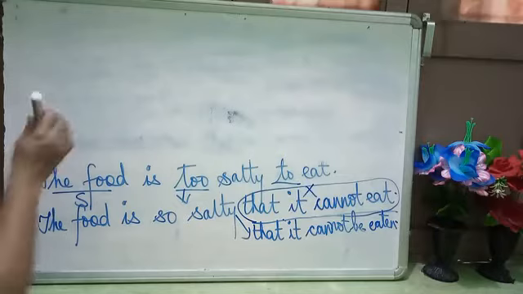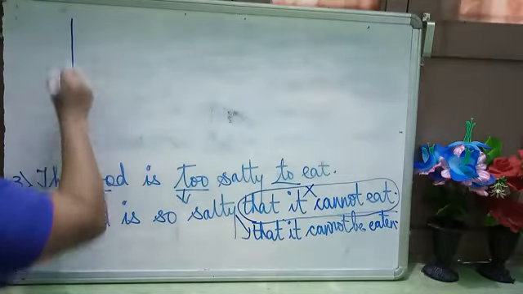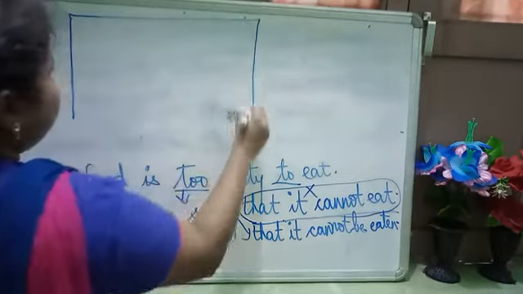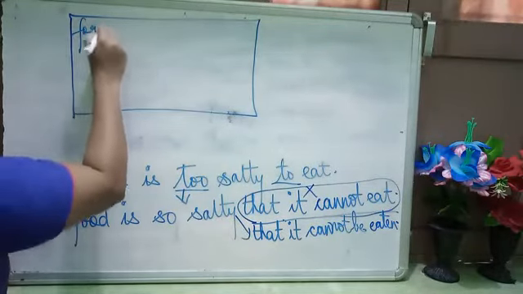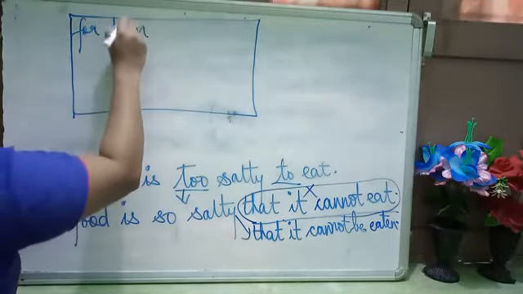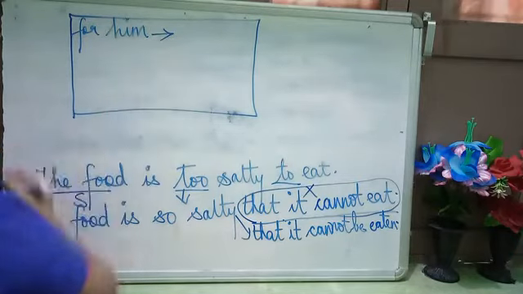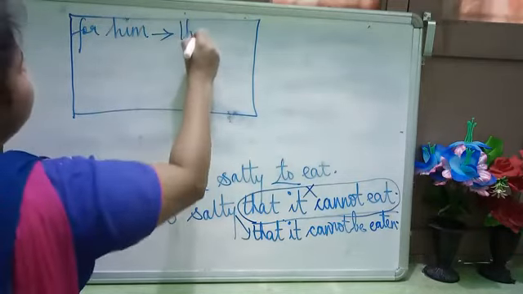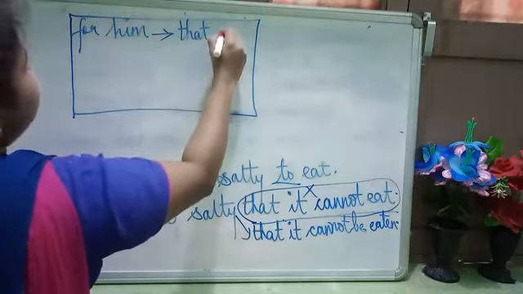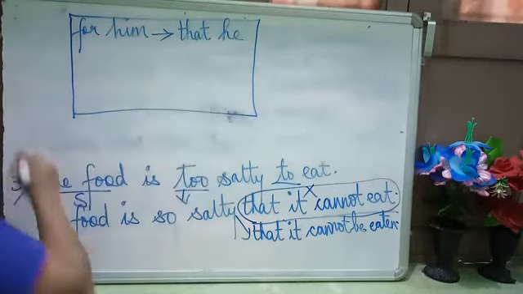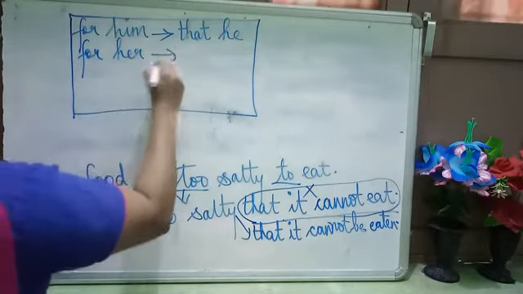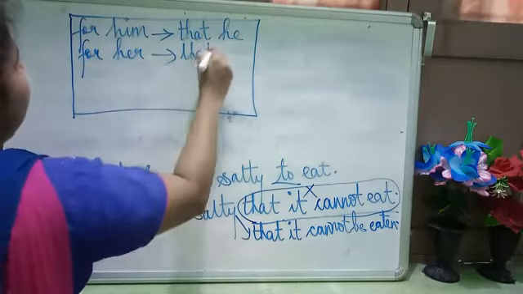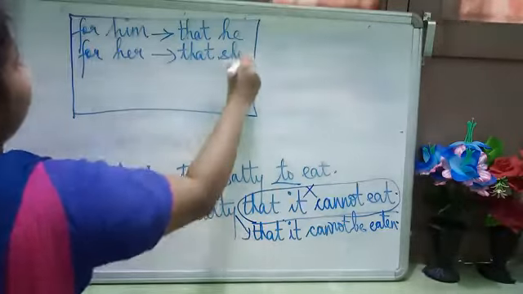In some sentences there will be words like these, and they would have to be included. Now, in some sentences, words like "for him" come. If "for him" comes, you have to change it to "he". Then if "for her" is there, you will write "she".